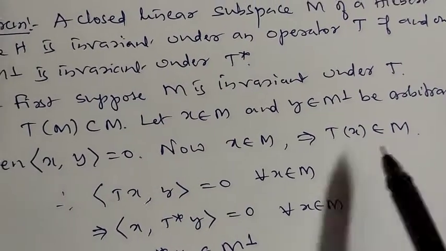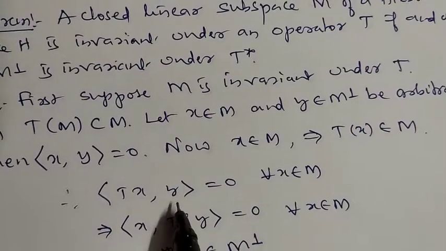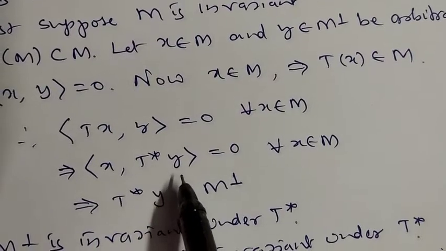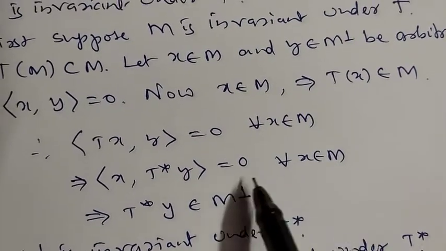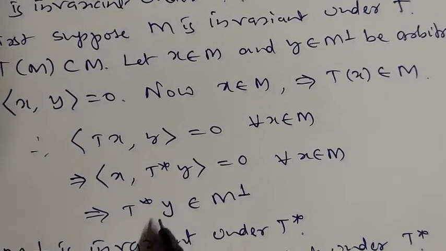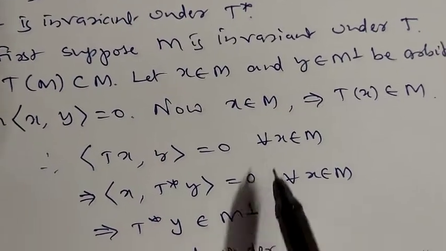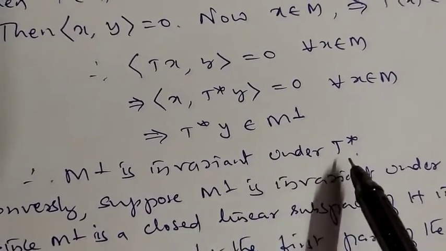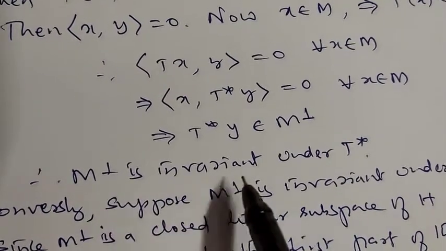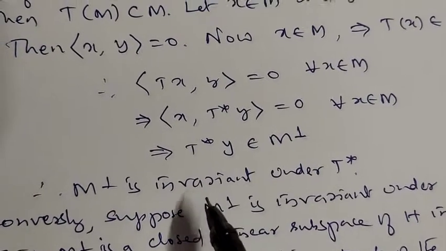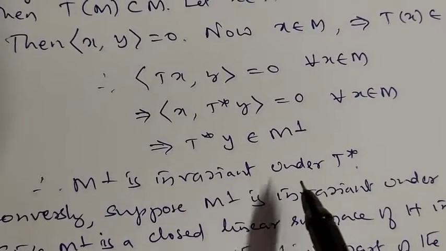Now T of X belongs to M means, according to this, the inner product of T of X, Y is 0 for every X belonging to M. So this implies the inner product of X, T star of Y is 0 for every X belonging to M. Now the inner product of X, T star of Y being 0 means T star of Y belongs to M perp. Thus Y belongs to M perp implies T star of Y belongs to M perp, which implies M perp is invariant under T star. That is, the orthogonal complement of M is invariant under T star.